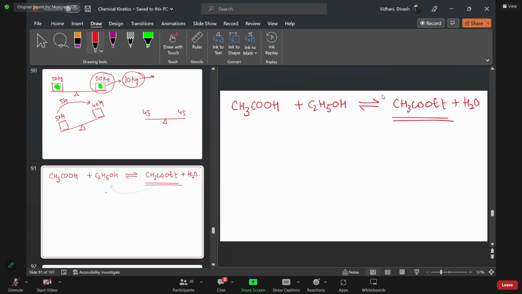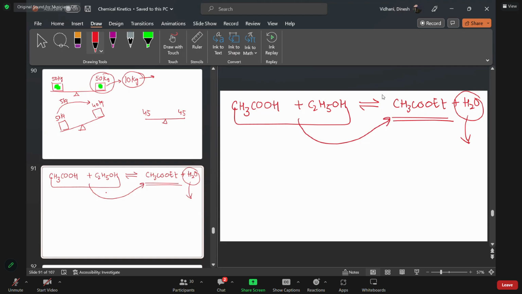So what do we do in industry? We will keep on taking out water from the system. If I remove one of the products, what's going to happen? More and more my reactant will get into that. This is the practical application of Le Chatelier's principle.